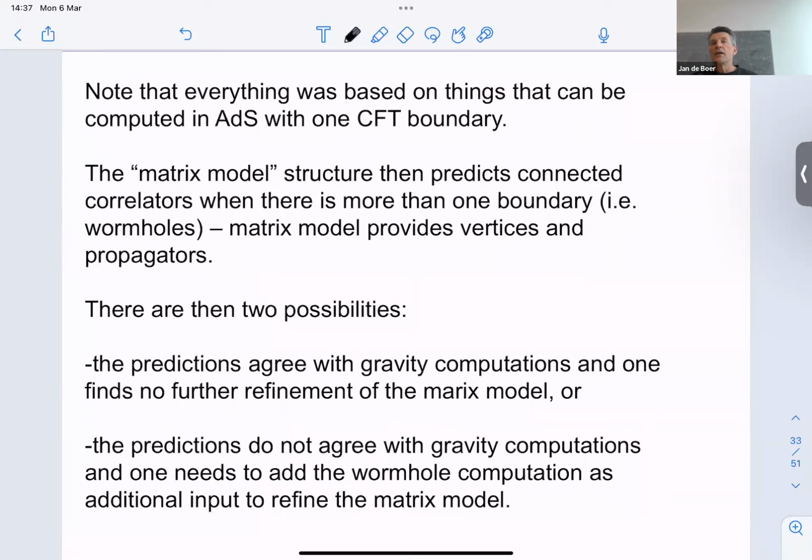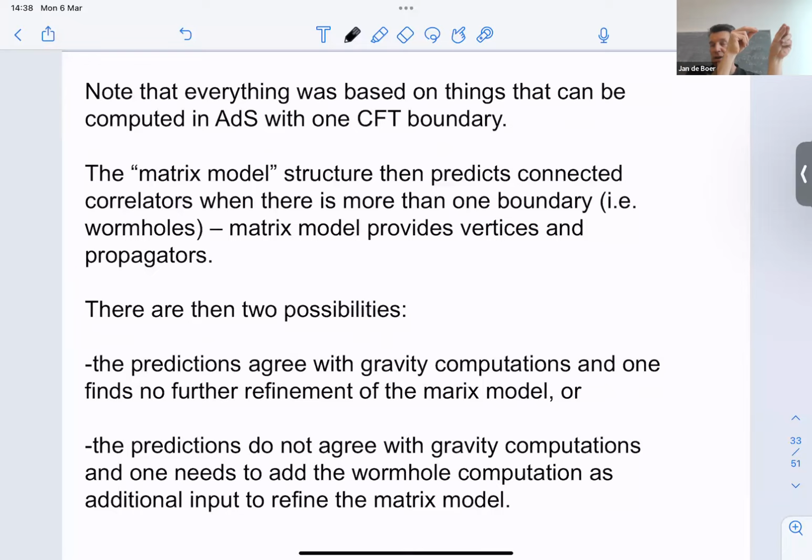So if your input is only single boundary information, you get a statistical model. That statistical model also gives a prediction for what happens if you have more than one boundary. Just like in this simple matrix model case, my input was just a single partition function as a function of temperature, and out came a prediction for the connected two-point correlator of Z(β1), Z(β2).